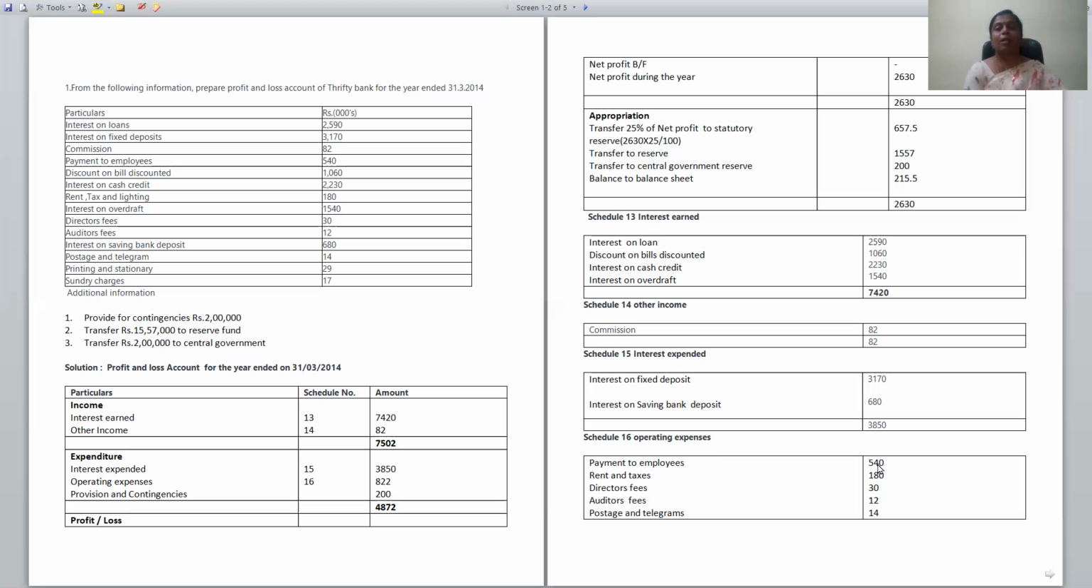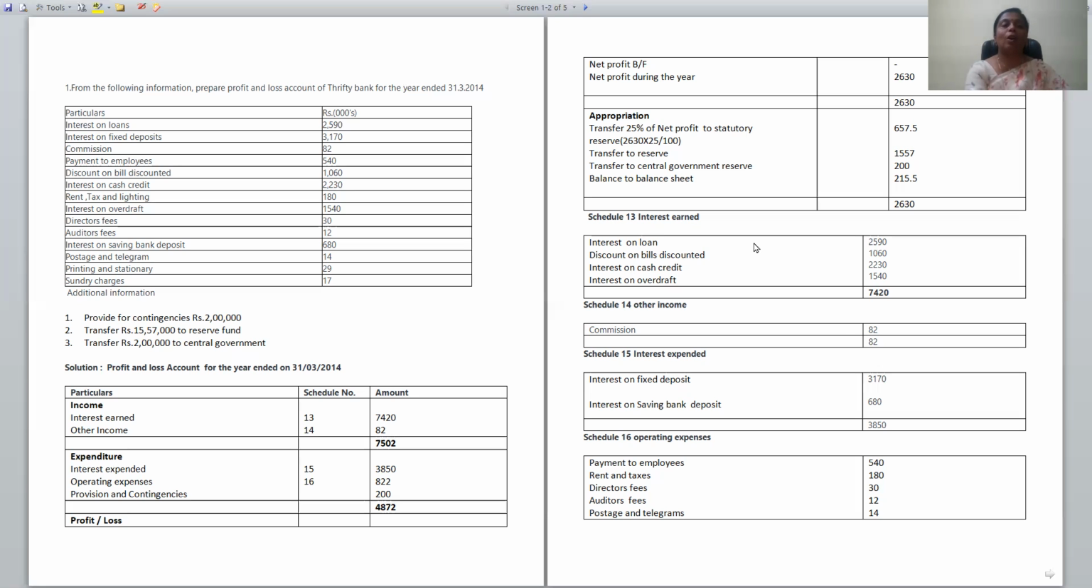Discount on bills discounted is an activity by a bank before the expiry date. If the customer wants to encash the bills, they go and produce those bills to the bank. So discount on bills discounted is nothing but the amount of the charges you charge for discounting those bills. So we have 1,060 for that, and it is reflected in schedule number 13 as it is one of your banking activities. And as you're charging the discount amount, it will be part of schedule number 13 as interest earned.